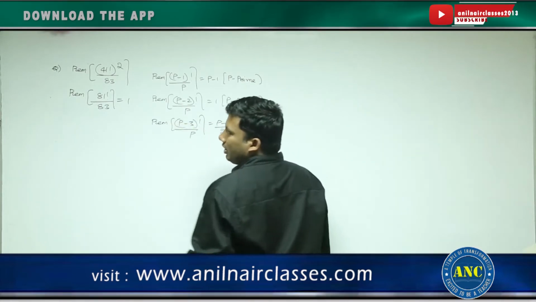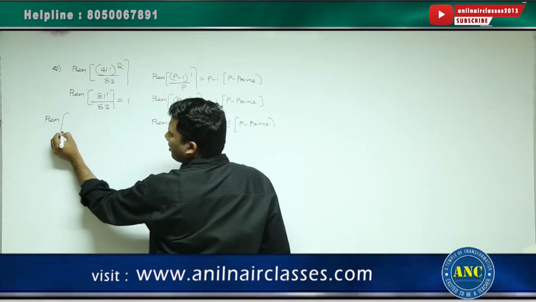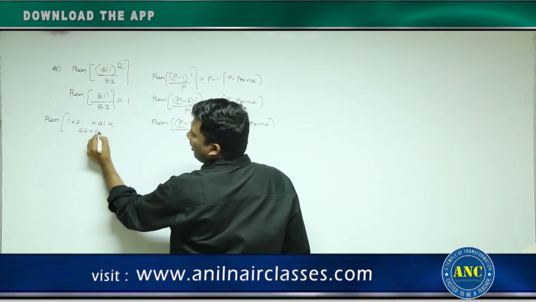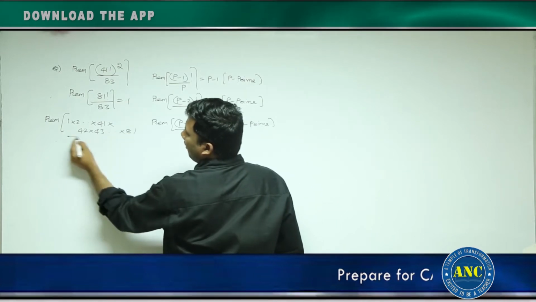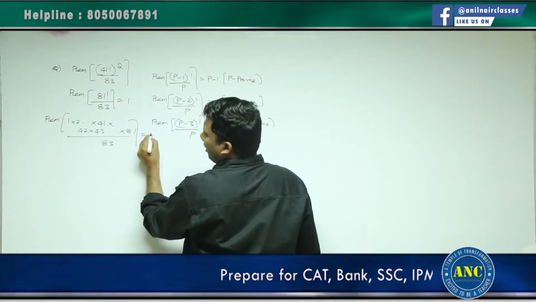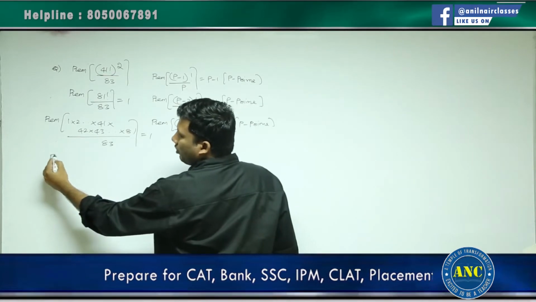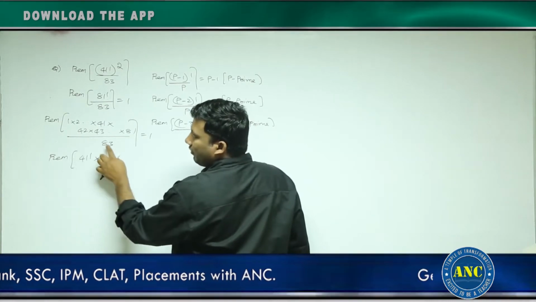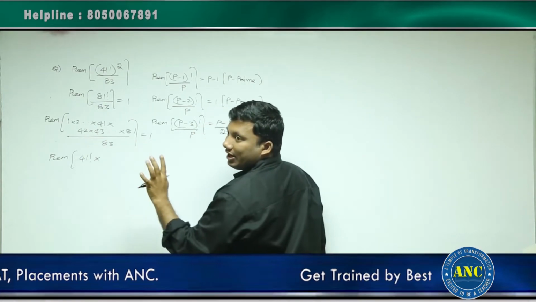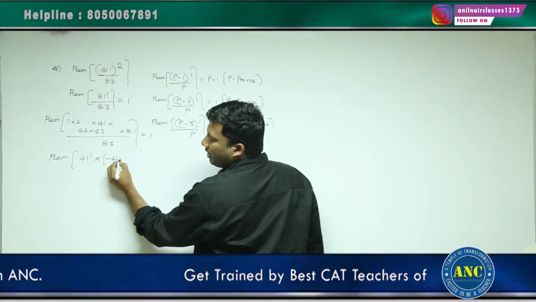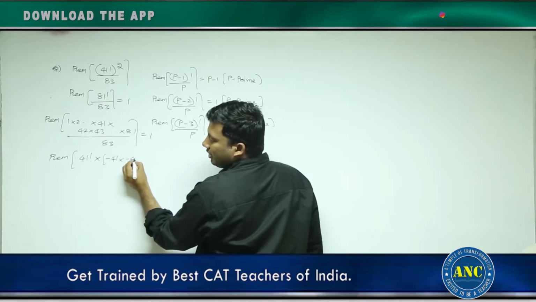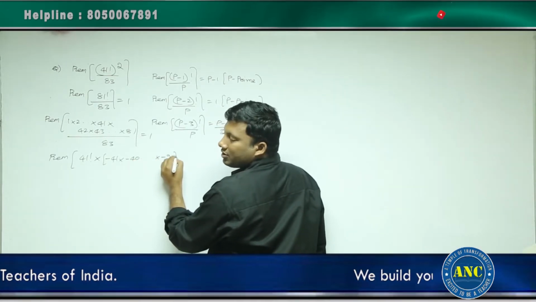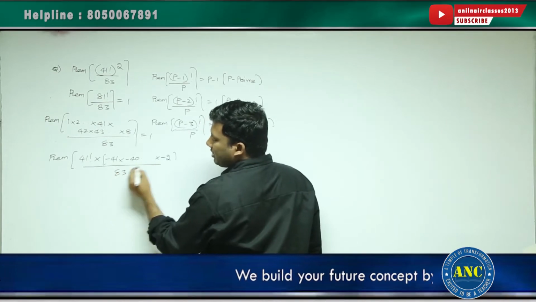Second property. 81 factorial can be written as 1 into 2 till 41 into 42, 43 till 81, divided by 83. It is 1. 1 into 2 till 41 is 41 factorial. 42 divided by 83: 83 ones are 83, so the negative remainder is minus 41. 83 ones are 83, so it is minus 40. 81 by 83 is minus 2. When you further divide, the answer does not change.